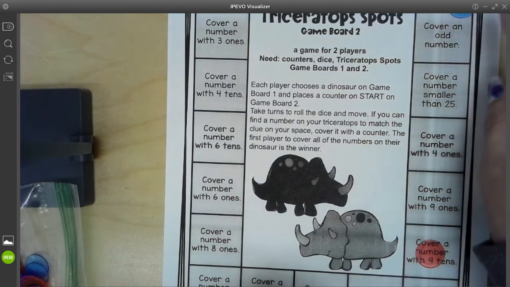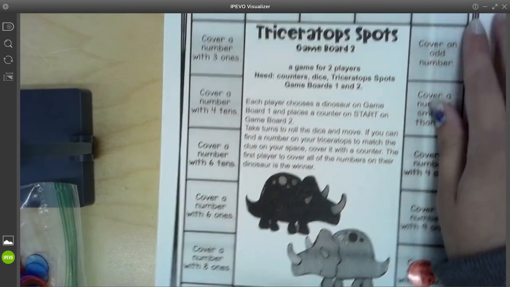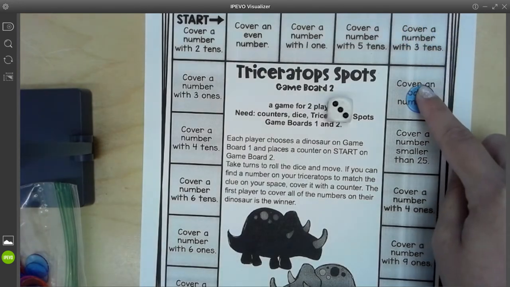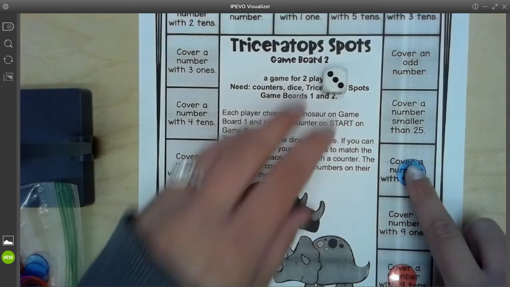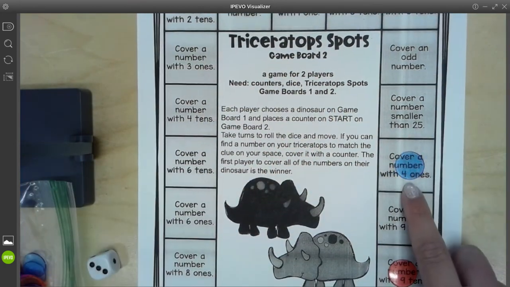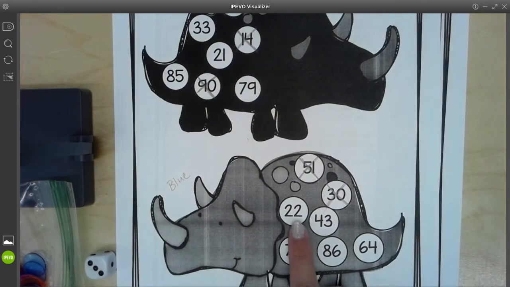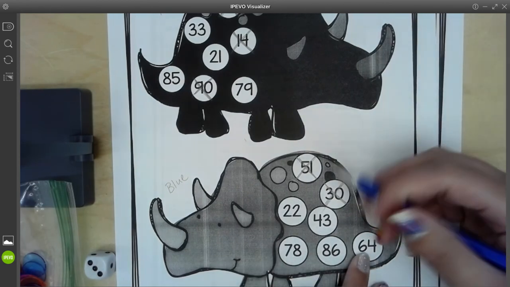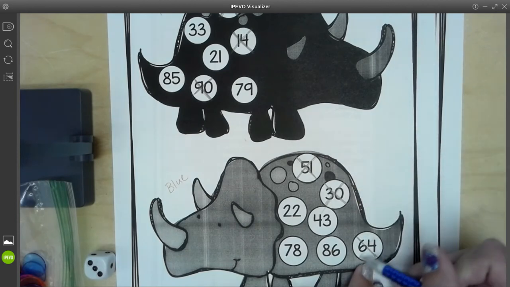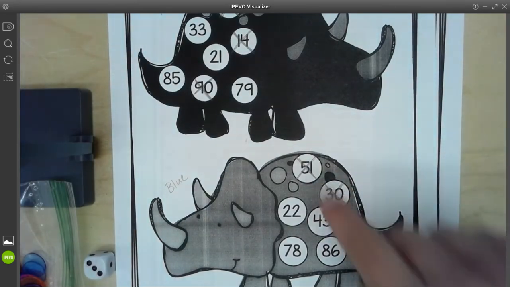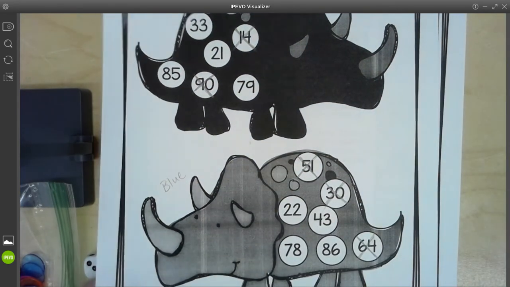Back to blue. I'm going to roll it again. Here we go. They got 3. 1, 2, 3. And it says cover a number with 4 ones. So we're going to look at their board. This time we're looking in the 1 spot, so we're looking for a 4 there. 2, 3, 8, 6, 4. 64 has 4 ones. So we're going to cross it out. And again, they're tied. They both have 3 marked off.